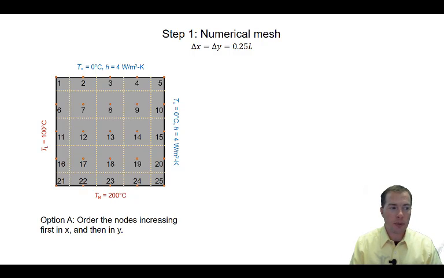We need a way of keeping track of the nodes. There are 2 options. One is to order the nodes increasing first in x and then in y, as is done here. We start at the top left and assign a number to each node, 1, 2, 3, 4, 5, increasing the number first in the x direction and then moving sequentially row by row. 6, 7, 8, 9, 10, and so forth.